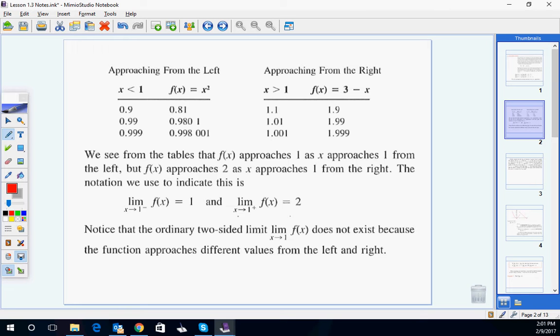Okay, so that notation again: the limit as x approaches 1 from the left was 1. That's the thing we just talked about. This table says it's approaching 1, right? As it's approaching 1 from the right, it's 2. Any questions so far? The biggest thing is the notation, from left and from right.